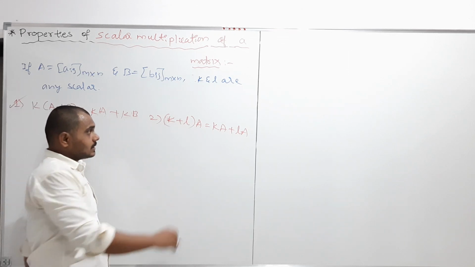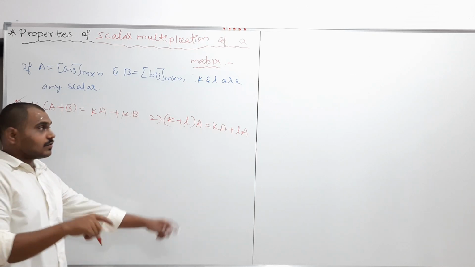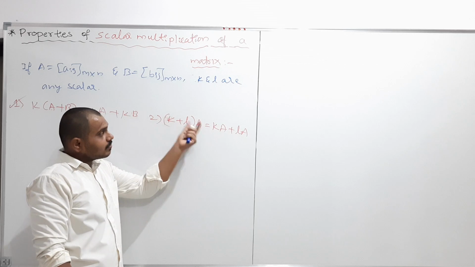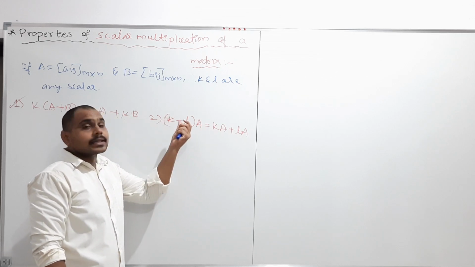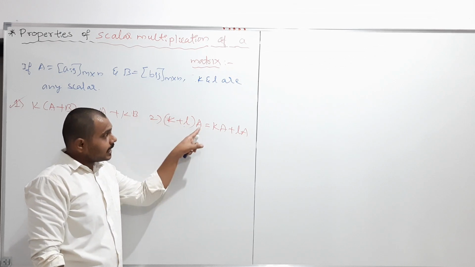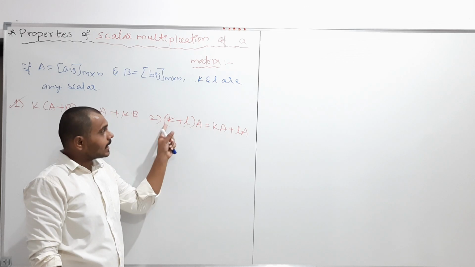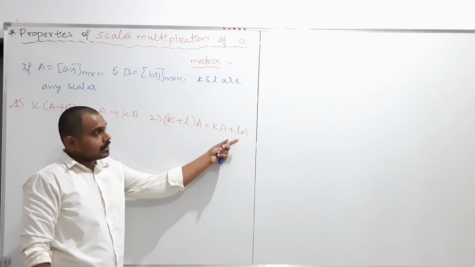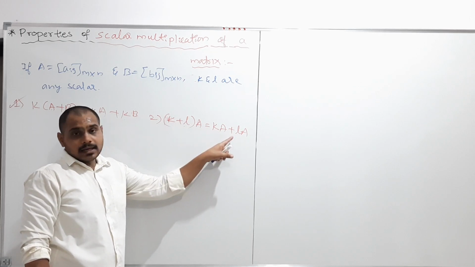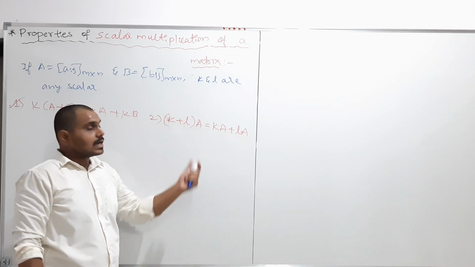And the second property is, K and L are constants. First, if you add K and L, these two constants, and after adding, multiply with any matrix, that value is the same as if you multiply K into A, and L into A, and then add them, K into A plus L into A. So this is the second property.